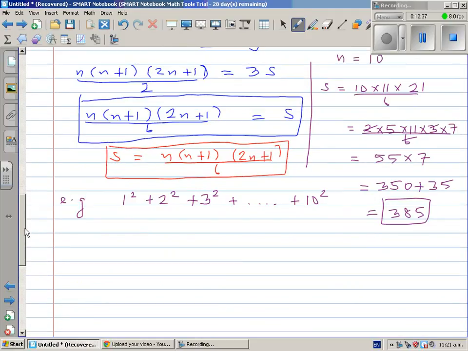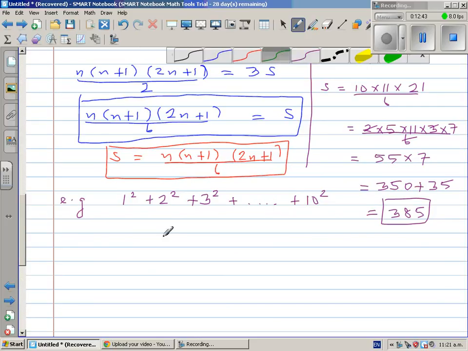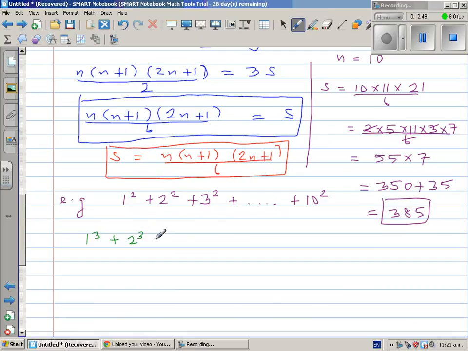Now I want to give you a challenge. What if you want to add from 1 cubed to n cubed? 1 cubed plus 2 cubed plus 3 cubed, up to n cubed. The s would be, and this is something that I want you to prove to yourself, n times (n plus 1) divided by 2, the whole squared. If you want to add from 1 cubed to n cubed, the formula would be n times (n plus 1) divided by 2, the whole squared.